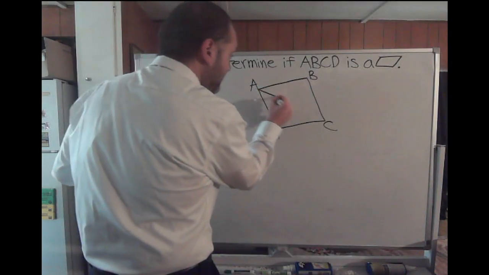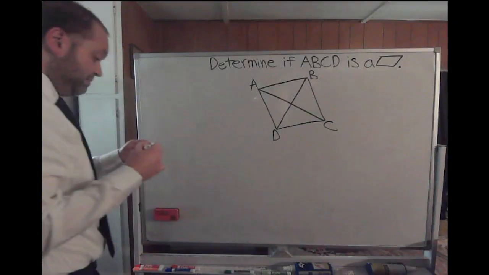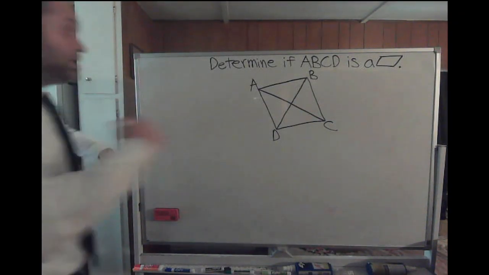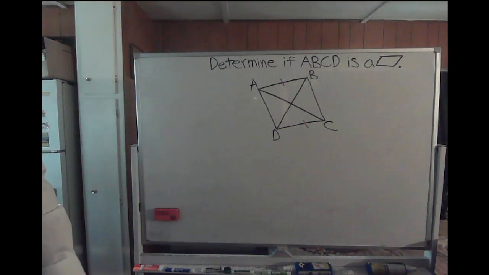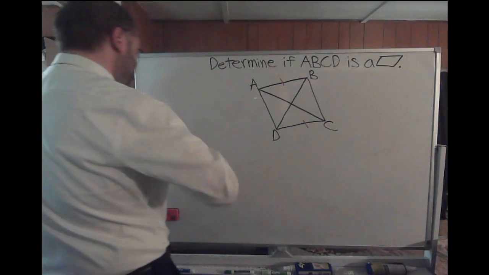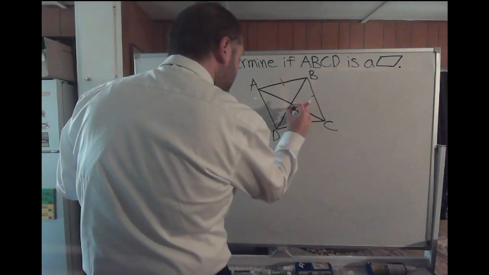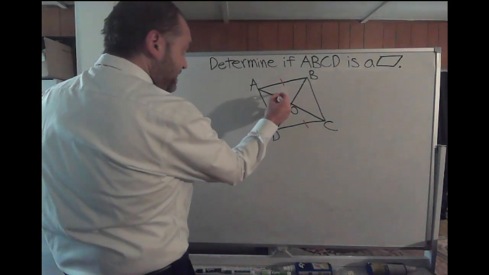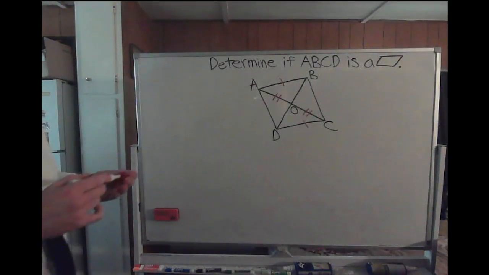Okay, we got diagonals here, 2 diagonals. That much has been established. Now, what else do they give us? They give us that AB is congruent to CD. This here where these two diagonals intersect is point O, okay? They also give us that AO is congruent to CO. And that's all they give us.